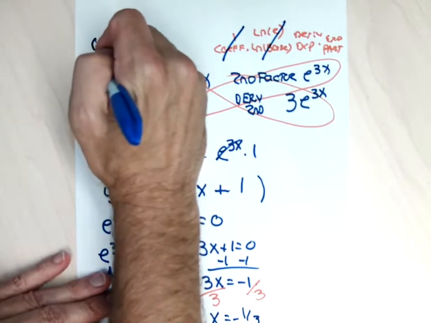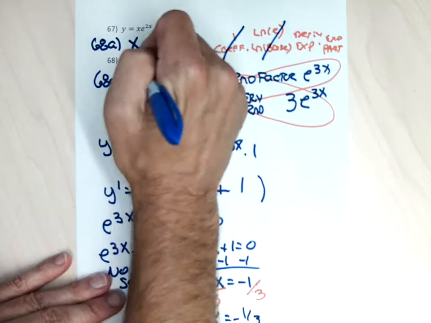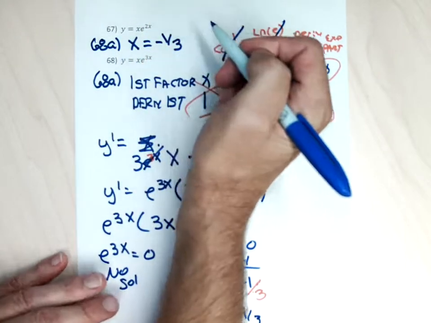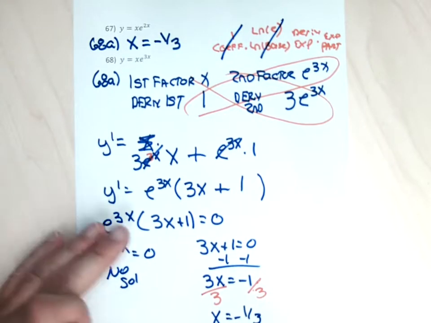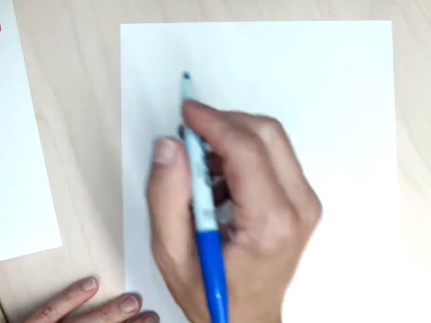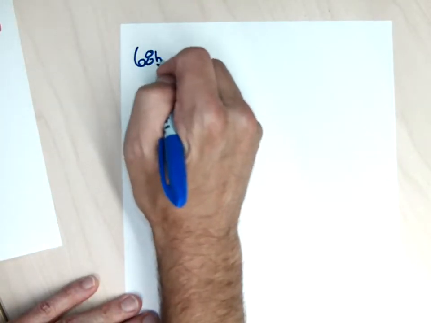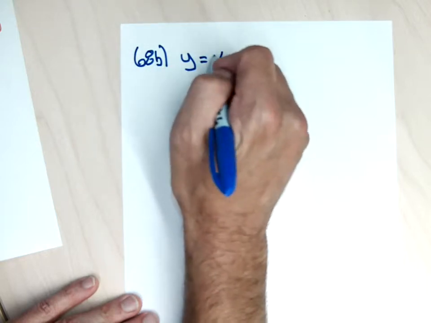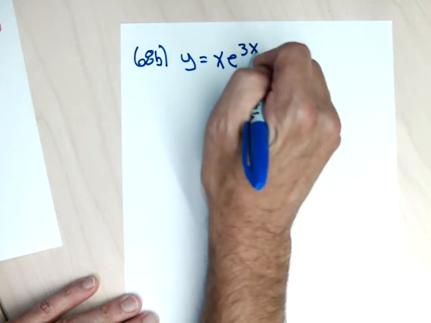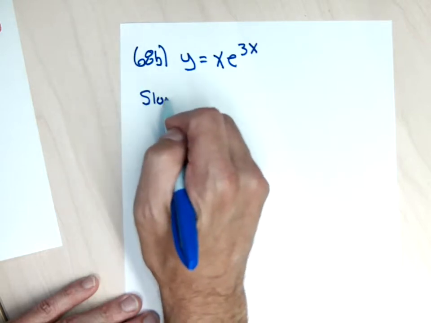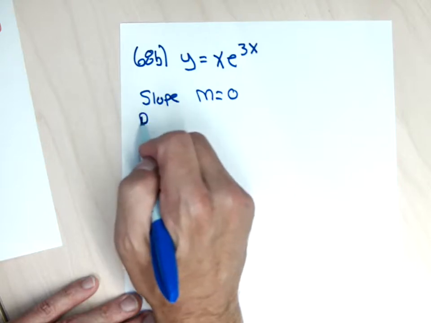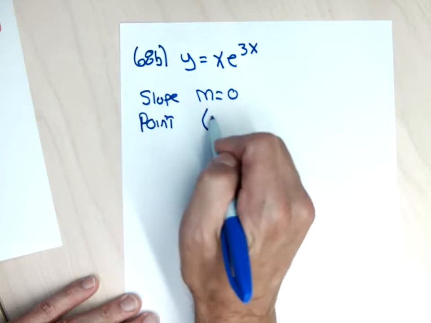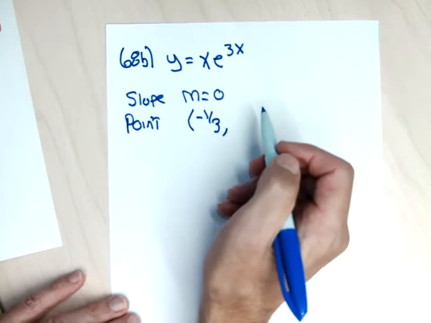So for 68a, my answer is x equal to -1/3. That's the x coordinate of the point that I need to work with. I imagine for 67, it's going to be x equal to negative 1/2. When I move on to part B, the original function is y equals x e to the 3x. The slope, because I'm finding an equation of a horizontal line, is 0. The point, its x coordinate is negative 1/3, and I need to find its y coordinate.